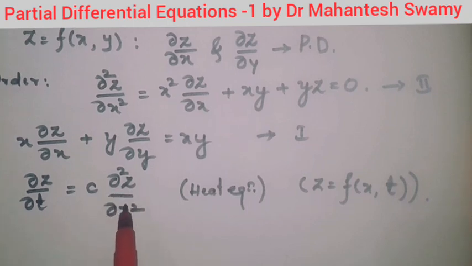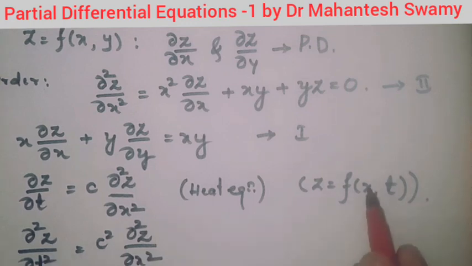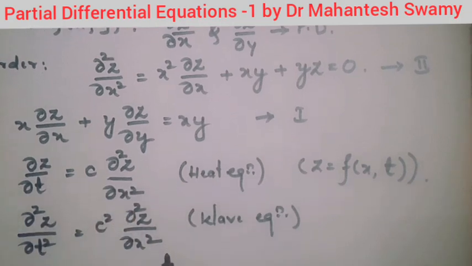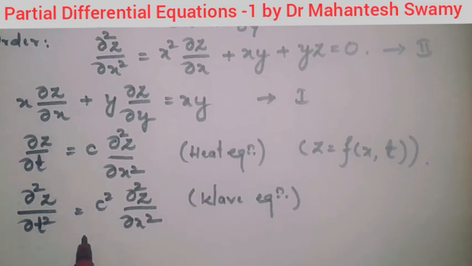Now another equation we can have, that is dou 2z by dou t2 equals some constant c square into dou 2z by dou x2. So again here z is a function of x and t, and this is called the wave equation. It is also a partial differential equation of the second order. So these two are particular kinds of partial differential equations which exist in real life problems. So this is how one can define the partial differential equations and order of the partial differential equation.